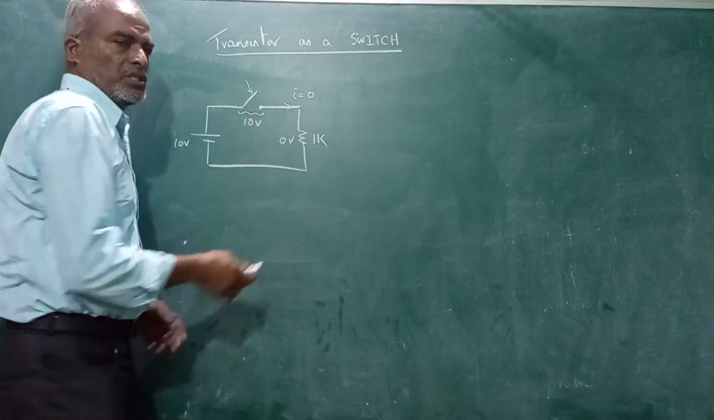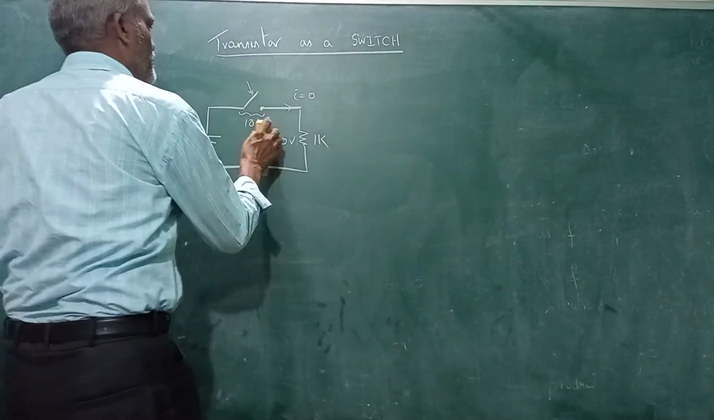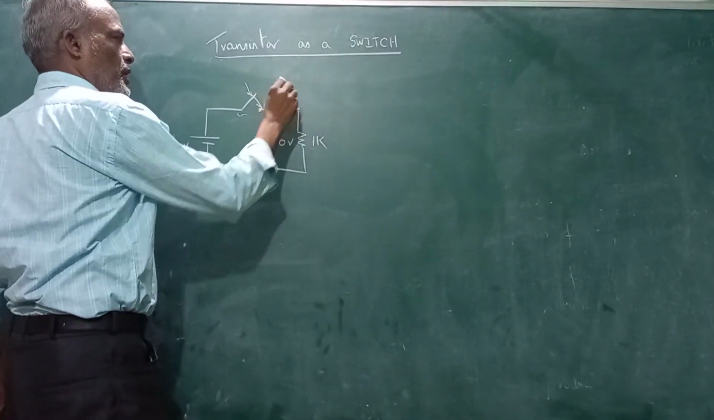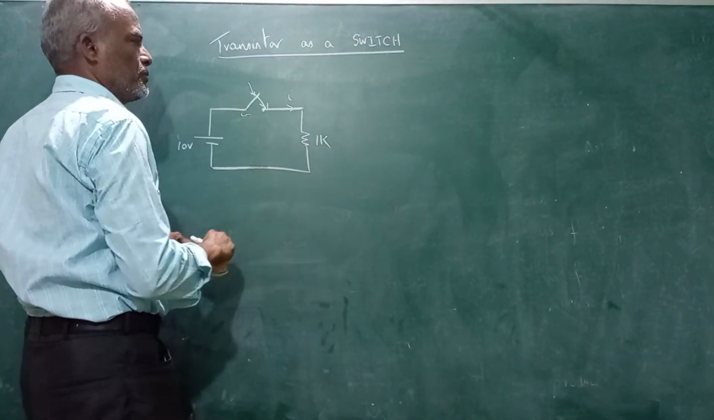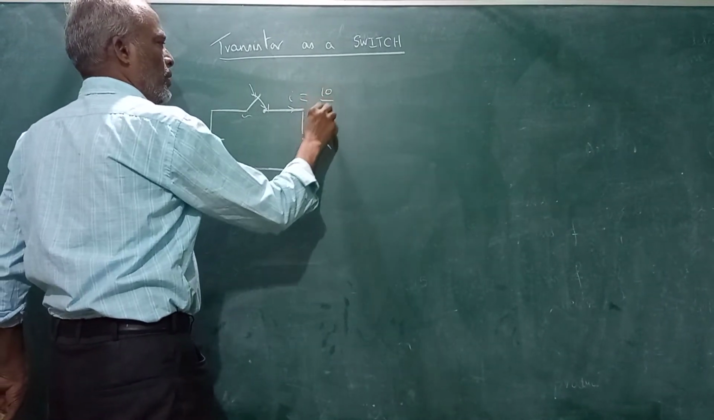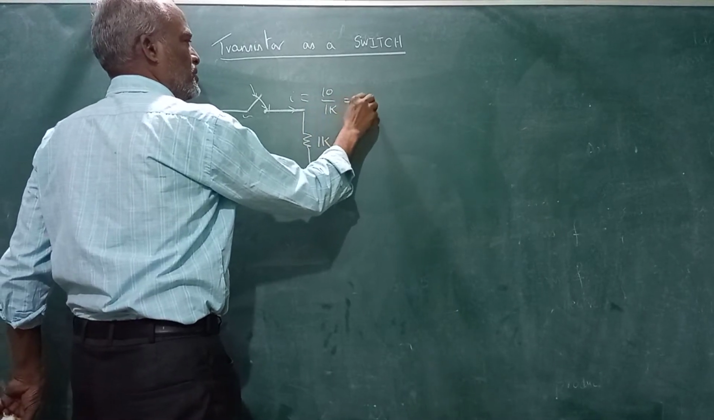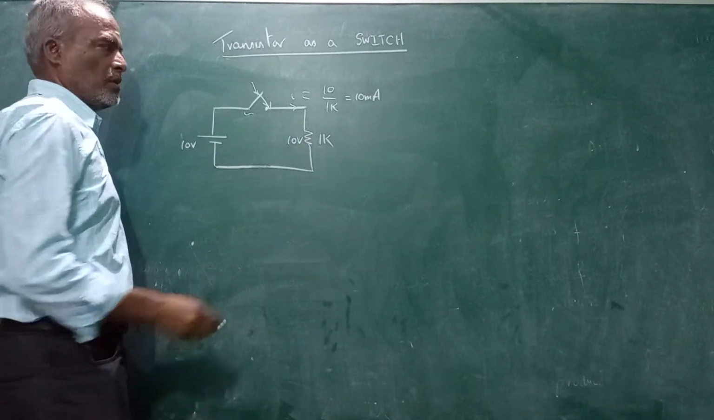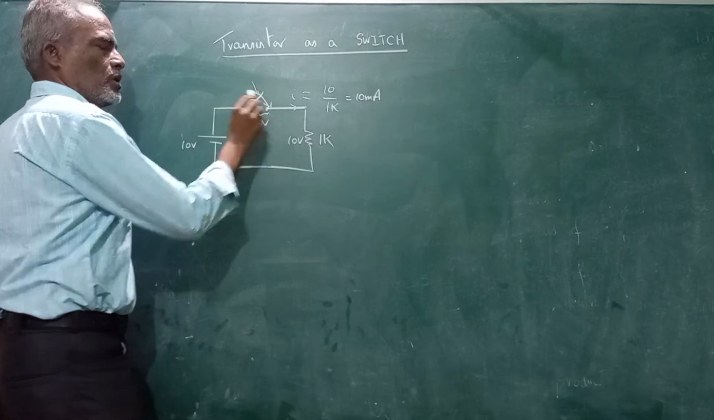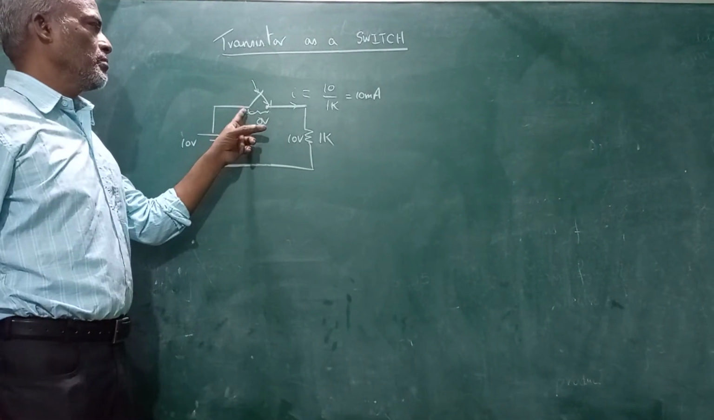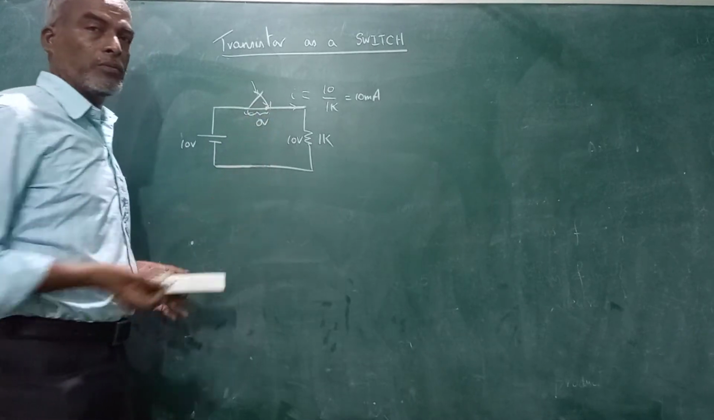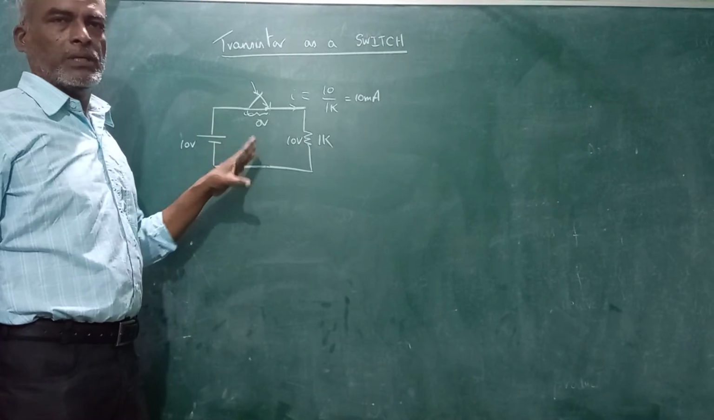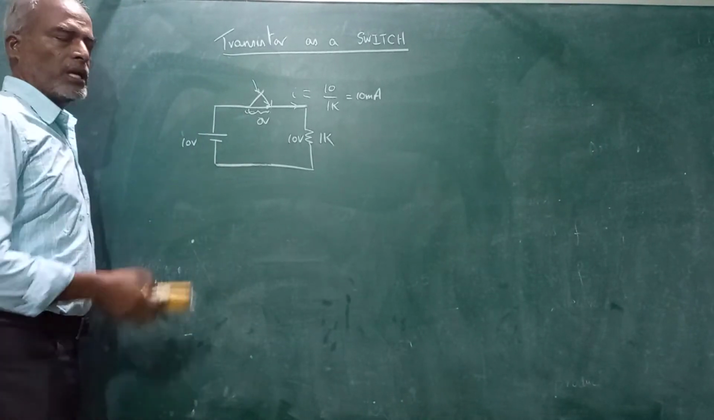When the switch is closed, current starts flowing, and in this case I is equal to V over R, which is 10 by 1K, equal to 10 milliamps. So the entire voltage will be across the load resistance. Now what is the voltage across the switch? It is 0 volts according to Kirchhoff's voltage law, because this is 0 resistance, so the voltage drop is 0. 0 volts plus 10 volts is equal to 10 volts. The same concept is applied to the transistor, which I will explain now.